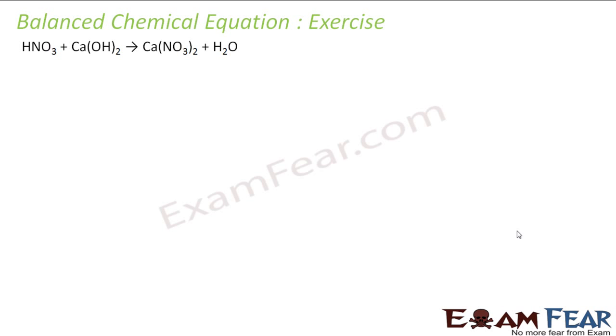We'll take one more example. I'm taking more equations because this is the most critical part of chemical equations. You should know how to balance a chemical equation. That's the foundation of chemistry, you can say. So we have HNO3 plus Ca(OH)2. It gives Ca(NO3)2 plus H2. This is one chemical equation. Even if you don't know what these compounds are, it's okay. You should just know how to balance the chemical reactions.